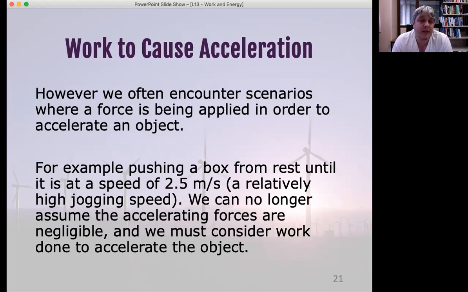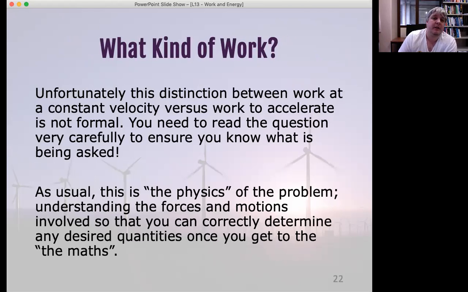We can no longer assume the accelerating forces are negligible, because we have a significant amount of acceleration. If we push that box from rest until it's reaching a speed of 2.5 meters per second, then we have accelerated it significantly. We can't ignore those acceleration forces. So now we have to consider the work done to accelerate the object. The work is still exactly the same. The work is still just force times distance. It's just that the force is now greater than it was when you were pushing it at a constant velocity, because you're now opposing friction and then applying some more in order to cause that acceleration.